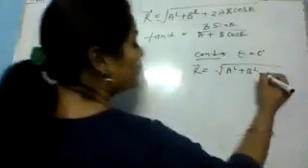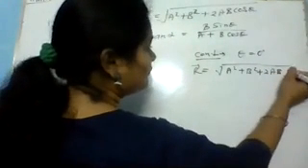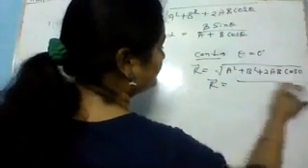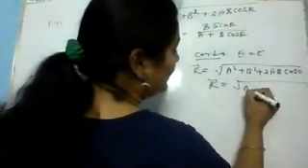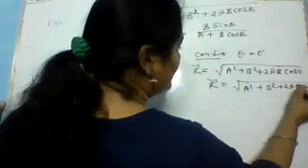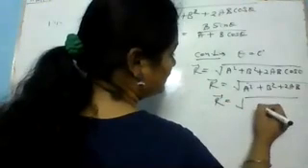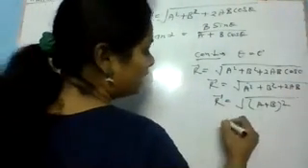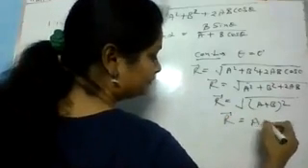Now tell me what is the value of cos 0? Cos 0 is 1. So A square plus B square plus 2AB. Is this the formula of something? Yes, ma'am. Whose formula is it? A plus B whole square. So the square and the root cancel, giving A plus B.